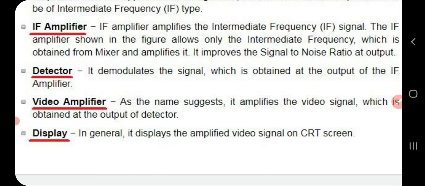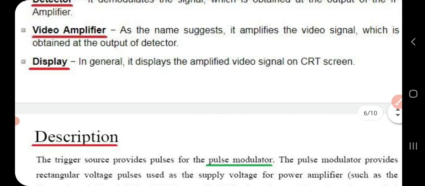Now, what does the detector do? It demodulates the signal which is obtained at the output of the IF amplifier. Now, the video amplifier just amplifies the video signal which is obtained at the output of the detector. Now, the display, as you all know, displays the amplified video signal on a CRT screen. Okay, hope it is clear.